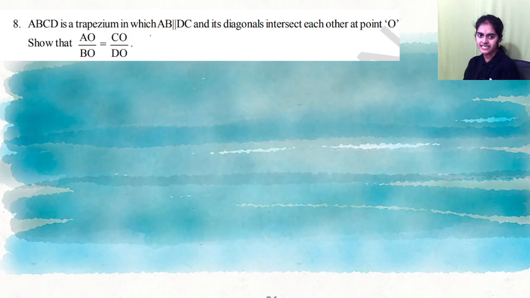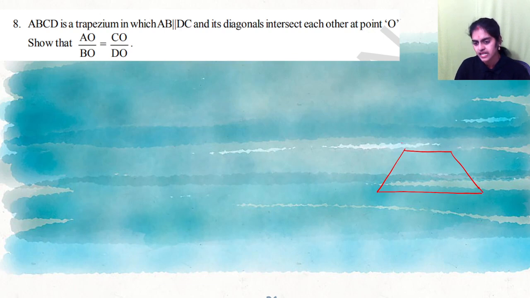Okay, so see, ABCD is a trapezium in which AB is parallel to CD and its diagonals intersect each other at point O. So firstly, let me draw the trapezium. A, B, C, D is a trapezium, with diagonals, and AB is parallel to CD. You know one pair of sides are parallel. So AB is parallel to CD. Okay, they are parallel in a trapezium.